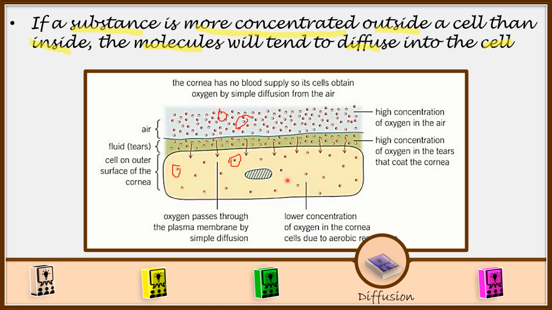So what is going to happen is that the molecules are going to diffuse from a region where they are highly concentrated, and they move to a region where they have low concentration. So oxygen is going to move from outside, entering into the cell. Why? Because inside the cell there is a low concentration of oxygen molecules, and outside the cell we have a higher concentration of oxygen molecules. We have created a concentration gradient.